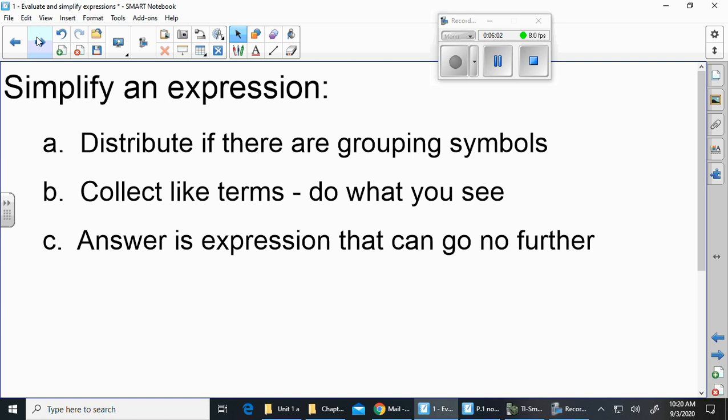Next, collect like terms. Now, when I say do what you see, if you have a 4x and then a -2x, you do 4 minus 2. Like terms, we should know, are letters raised to the same power. An x is like an x. It's not like an x squared. Your answer is an expression like 2x plus 7. You can't solve it. It's just 2x plus 7.